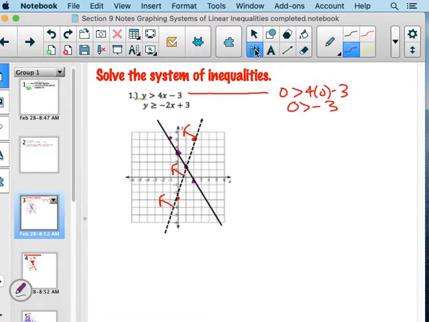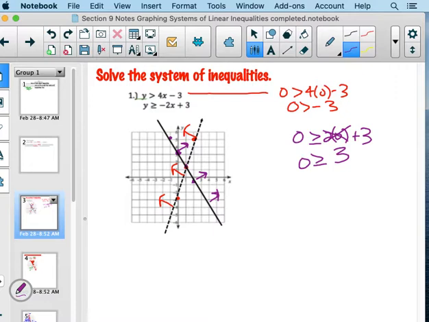And we need to decide which side we would shade from the second inequality. So to test that, I would have 0 is greater than or equal to negative 2 times 0 plus 3, or is 0 bigger than 3? That is false. Okay, so here is 0, 0 off of my second line. So I need to shade the other way, away from 0, 0 for the second line.